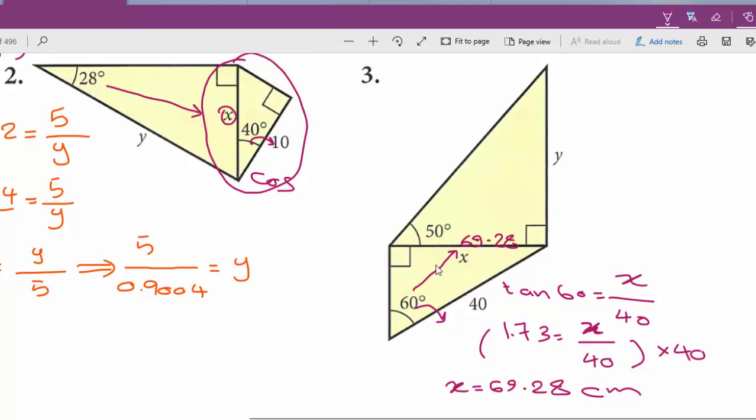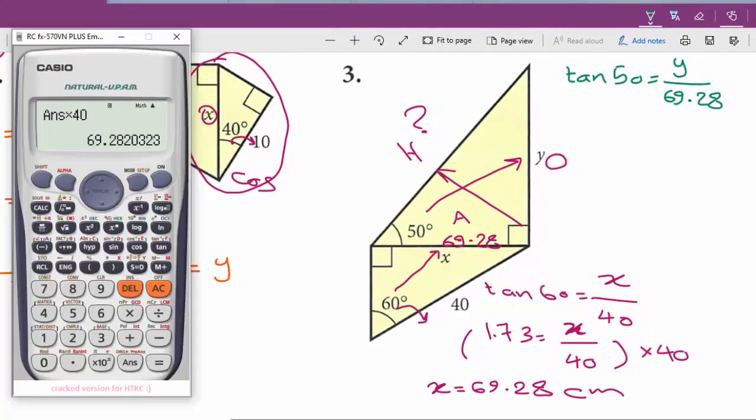Now x is 69.28. Now in the bigger triangle, we know the side next to the angle, which is the adjacent side, and y is opposite the angle, which is O. Again, we have to use tan, because hypotenuse, the side opposite the right angle, is not given. Hypotenuse, we don't know. We have to use tan again. Now tan of 50 is equal to opposite, which is y, over the adjacent, which is 69.28.